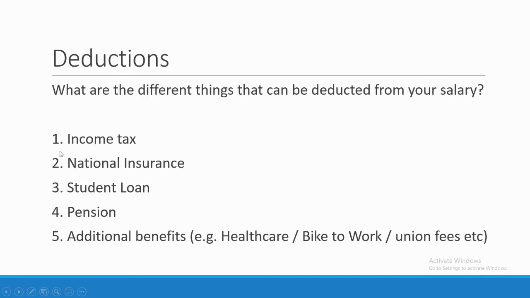And then you also have national insurance. National insurance has various contributions towards particular types of service and pensions as well, which I'll talk about in more detail when we do national insurance. Student loan.